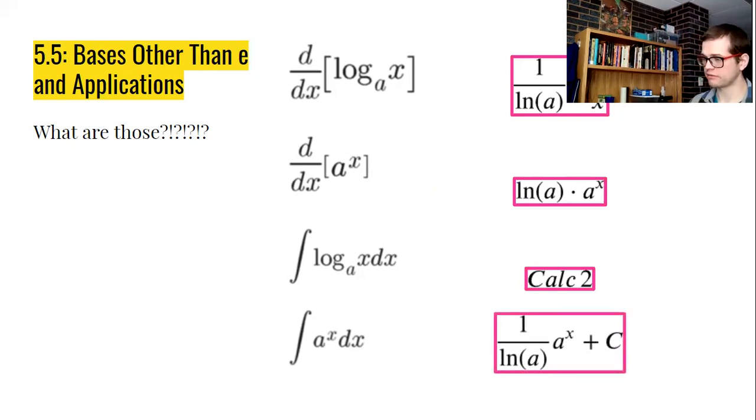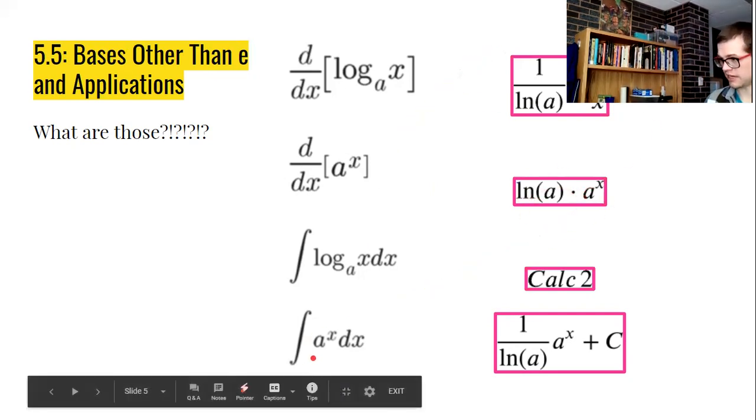By the way, the antiderivative of a to the x is 1 over natural log of a times a to the x plus c. Which again, if you look up here, if I just have a to the x, I must have been dividing by that, because if I take the derivative of a to the x now, I would multiply by natural log of a, which, boom, takes care of that.